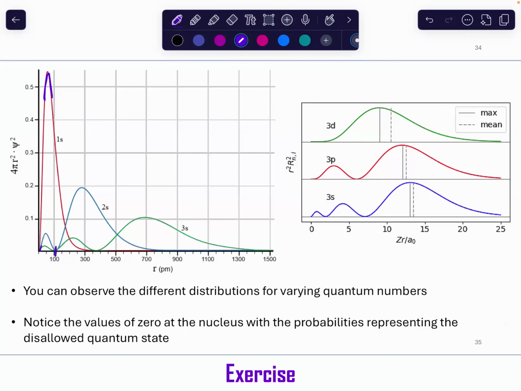So then your 2s has a little bit of electron density near the radius, but then it's going to have most of its electron density out further. And then again with the 3s, you have nodes, and most of the electron density is going to be further out. So you can start to see the most likely location that you're going to find an electron.